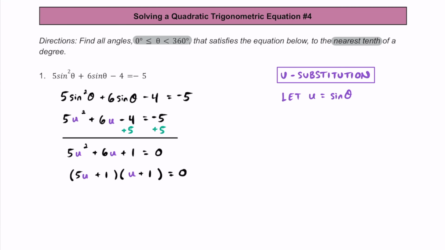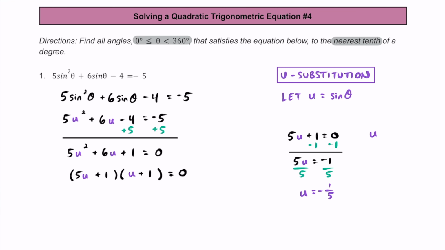Now to solve for what values of u are going to make this true, we have to set each factor equal to 0. So let's set 5u plus 1 equal to 0. Then we can solve this by subtracting 1 from both sides of the equation. And when we do that, we are left with 5u on the left side, and that's going to equal -1 on the right side. And then we can divide both sides by 5. If we do so, then we're going to end up with u equal to -1/5.